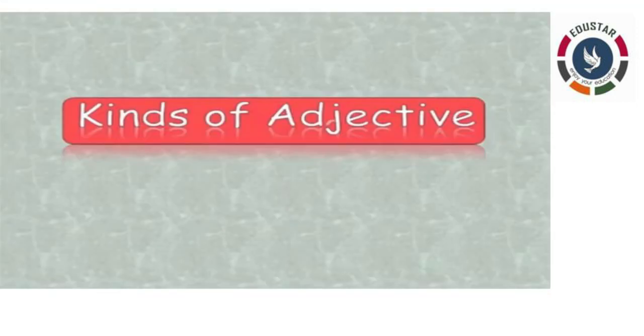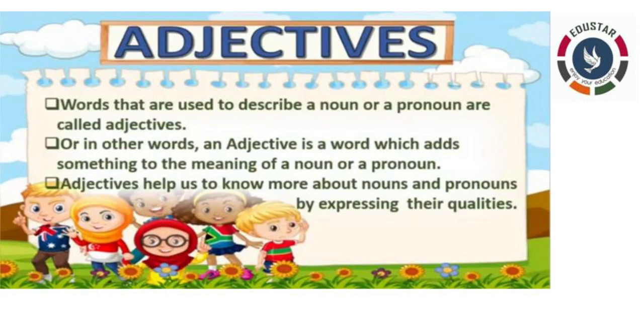Before moving into the kinds of adjectives, you should know what an adjective is, right? After that only you can learn the kinds of adjectives. So we are going to have a quick introduction about what is an adjective. What is an adjective? Words that are used to describe a noun or a pronoun are called adjectives.